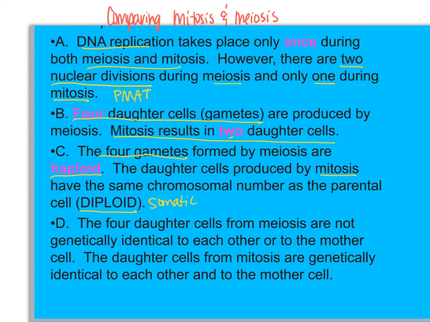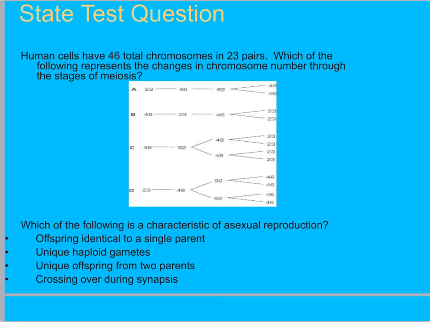Okay, so another major difference is in meiosis, they are not genetically identical. They are genetically variant or genetically different. So meiosis makes genetically different cells, whereas in mitosis, they are genetically identical to each other and to the parent cell. Okay, we have 2 questions on this slide. Human cells have a total of 46 chromosomes in 23 pairs. Which of the following represents the changes in chromosome number through the stages of meiosis?